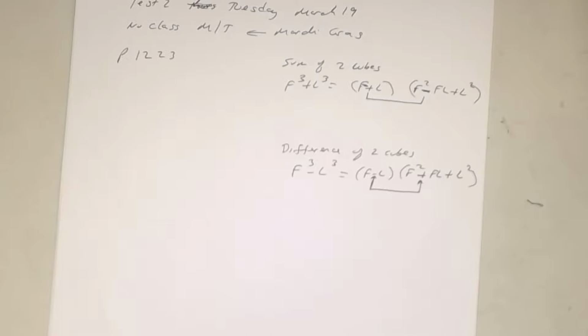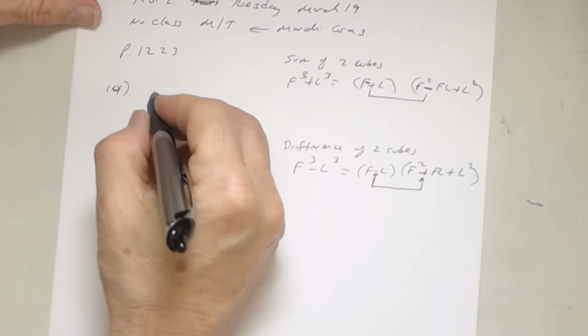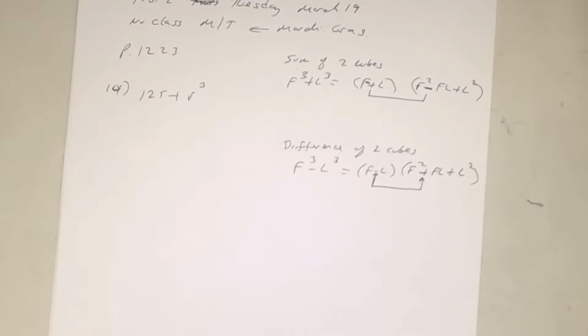All right, now let's look at number, okay, let's do number 14. All right, 14, you have 125 plus r cubed. According to that flow chart, and based on what we've been doing, what's the first thing you're going to look for? The GCF. What's the GCF here? It's 1.